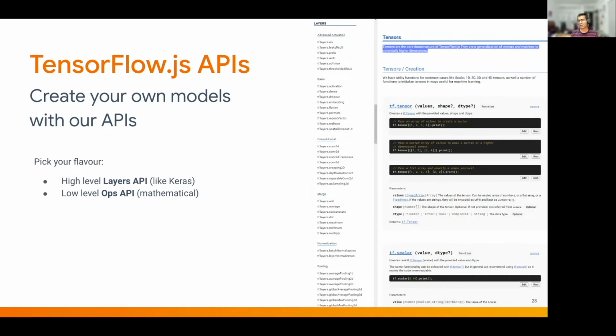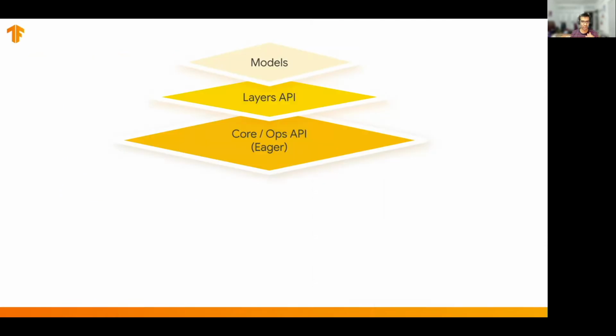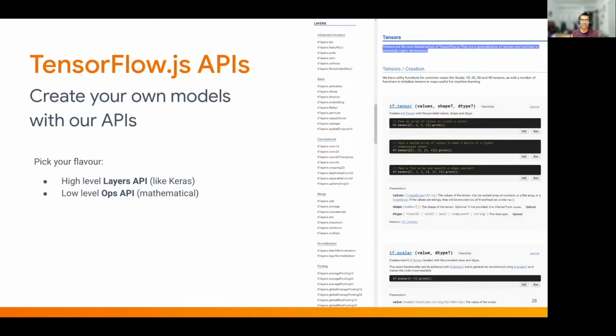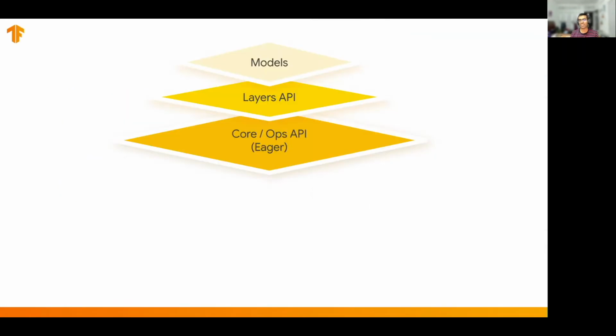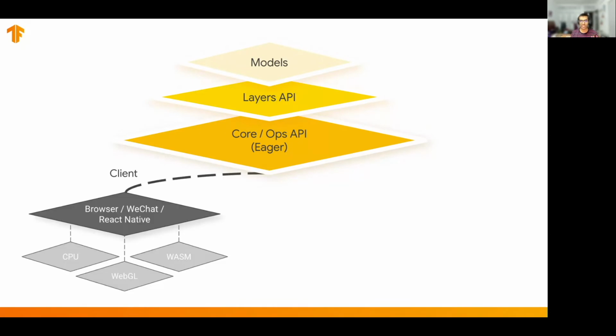Or if you are really well versed with the mathematics involved and you want to tinker around with, let's say, linear algebra within machine learning, you can use the low-level Ops API. So you are provided with these two different sets of APIs that you can use within your JavaScript code to create your own machine learning models. What we have learned so far is that at the top we have the pre-existing models. Then we have the layers API that provides a wrapper around the core mathematical functions, and at the base you have the core. This is where you can really tinker around with anything that you want.